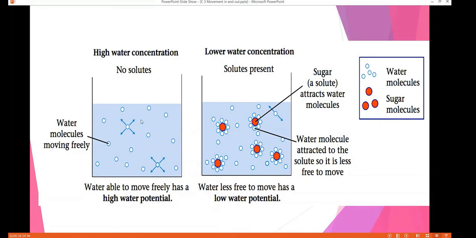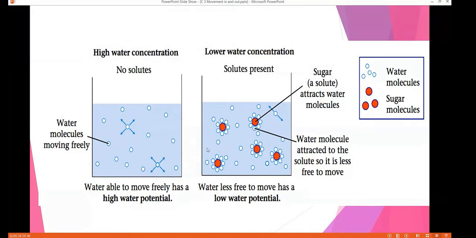As it is explained in this picture, on the left side you can see there is no solute at all, no solute molecules. You can see only the water molecules moving freely, meaning it has high water concentration, meaning high water potential. On the right side, the water molecules are fewer compared to the solute molecules, meaning it has low water potential. Okay, so you can see sugar is a solute. It attracts the water molecules and water molecules are attracted to the solute, so it is less free to move.